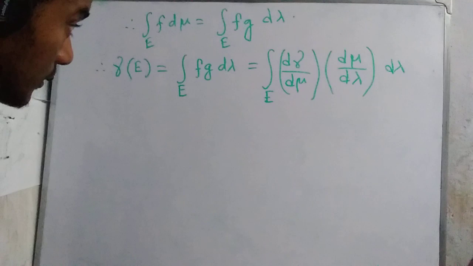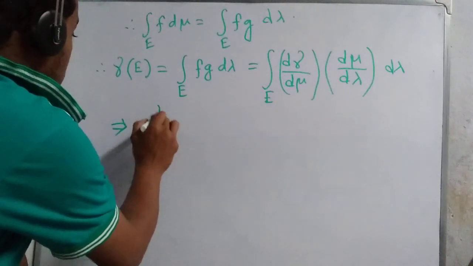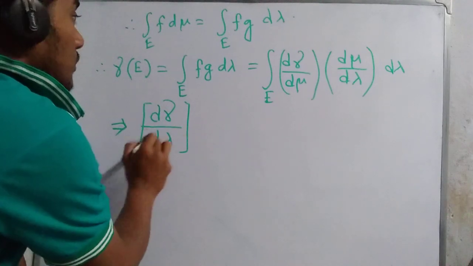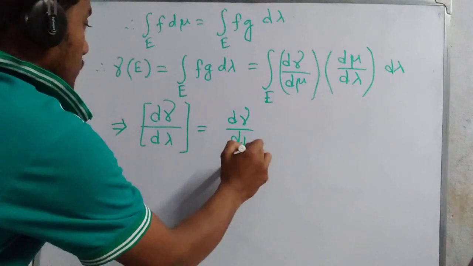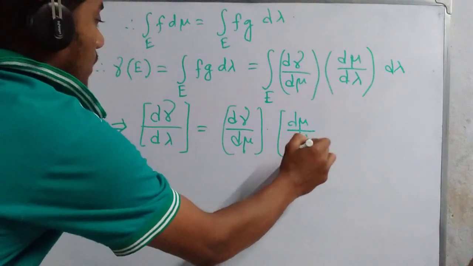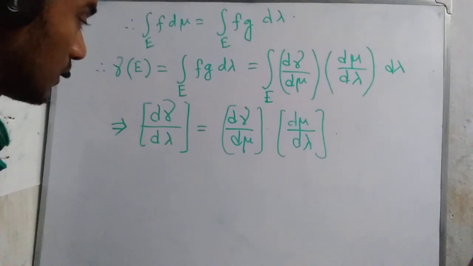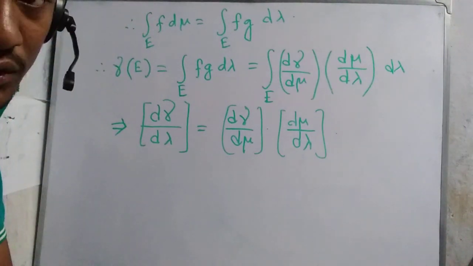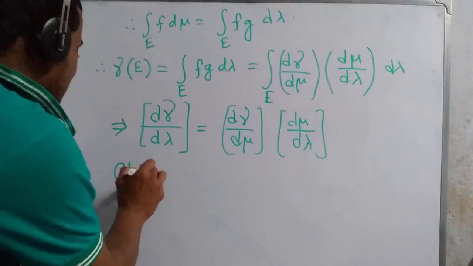Then what happened? In the next line we write d gamma by d lambda equals d gamma by d mu times d mu by d lambda. So very easily we do this proof. Okay, this is the chain rule. We know about the chain rule and derivative.